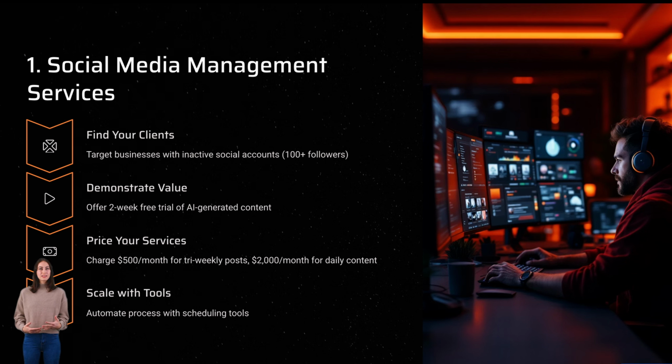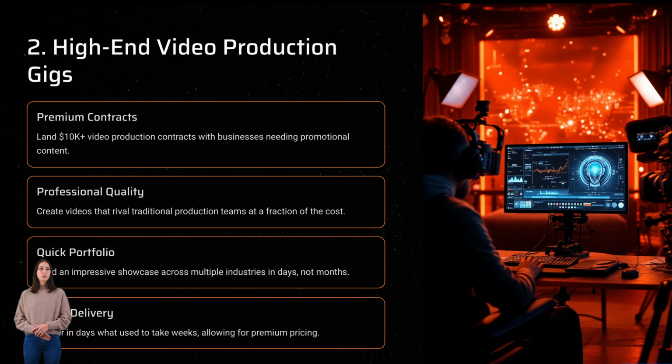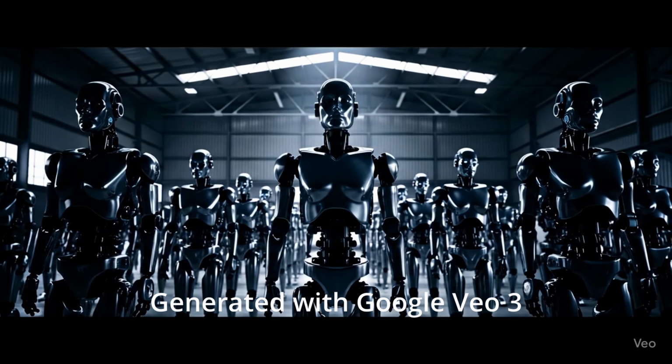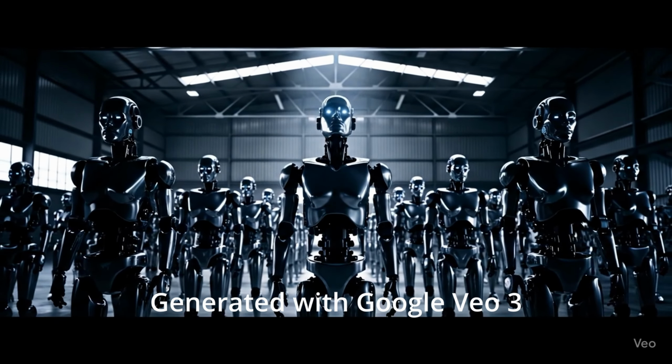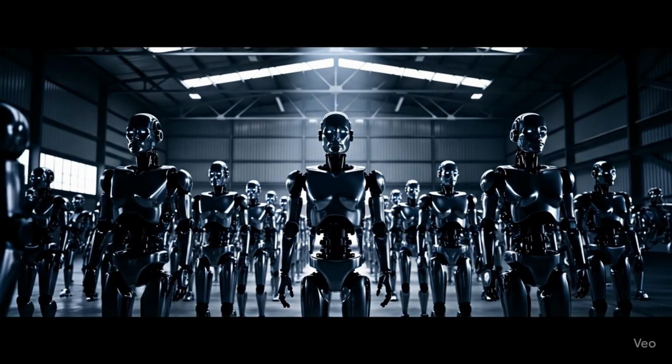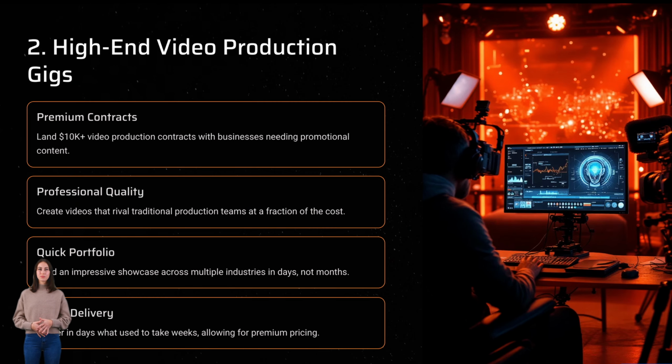Now, let's take things up a notch. While social media packages are great for recurring income, high-end video production gigs are where you can land big, one-time paydays, sometimes $10,000 or more, using Google Veo 3. Here's the strategy. Focus on businesses, brands, or organizations that need polished, cinematic video content but don't want to spend tens of thousands on traditional production teams. Think product launches, promotional ads, internal corporate videos, event hype reels, and more.